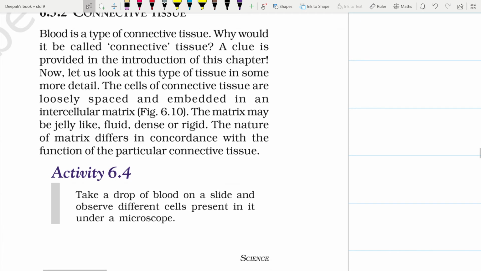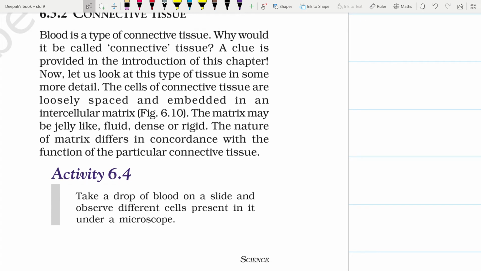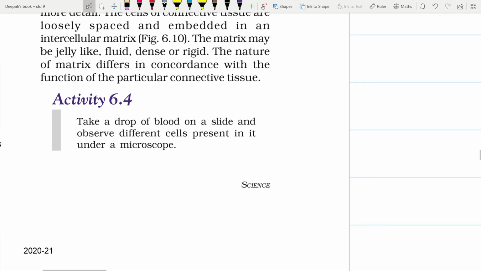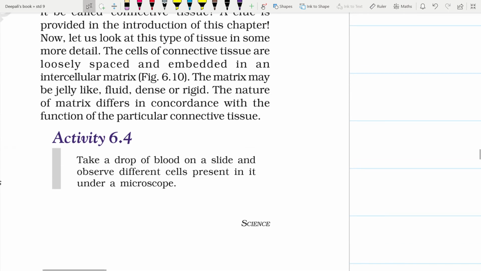The cells of connective tissues are loosely spaced and embedded in an intercellular matrix. This matrix may be jelly-like, fluid, dense or rigid. The nature of the matrix differs in accordance with the function of this particular connective tissue. So, because it has a jelly-like fluid in between the main cells, it is called fluid connective tissue. And we know the function of blood, that is for transportation.